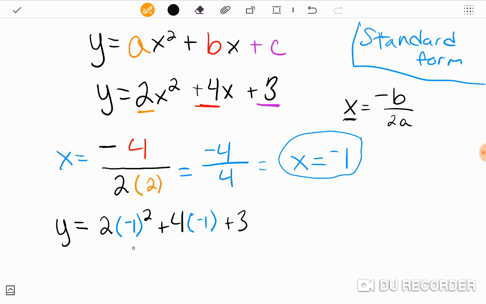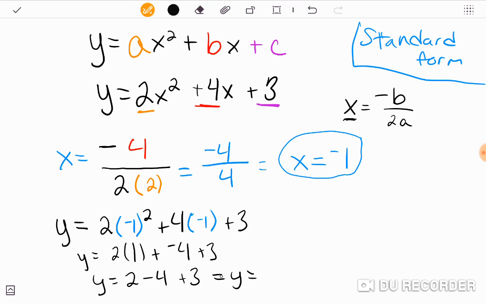Negative 1 squared is positive 1, times 2, plus 4 times negative 1 is a negative 4, and then plus 3. 2 times 1 is 2. Minus that 4, because a plus and negative 4 is the same thing as a minus 4, plus 3. My y is going to equal 2 minus 4 is negative 2. Negative 2 plus 3 is 1.